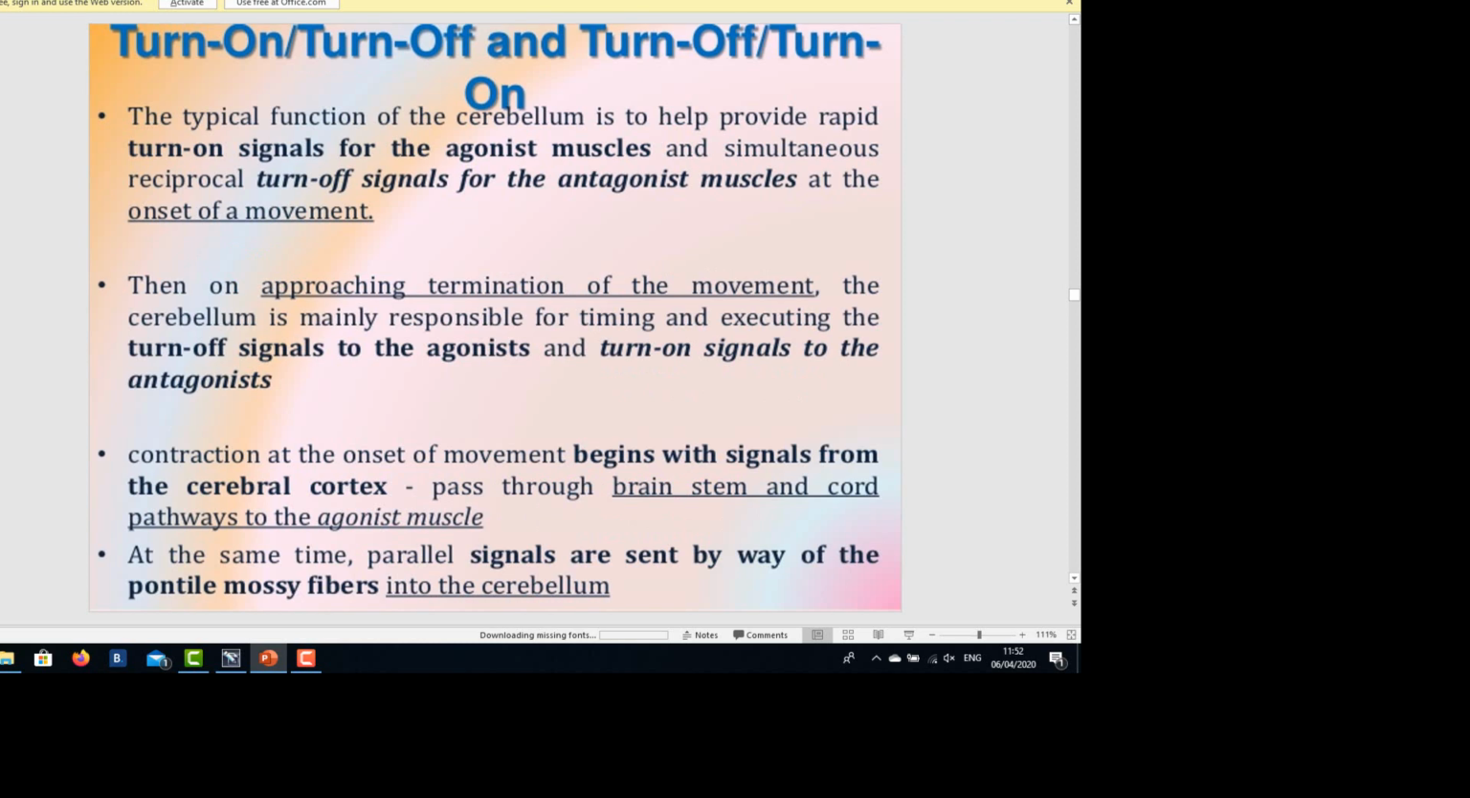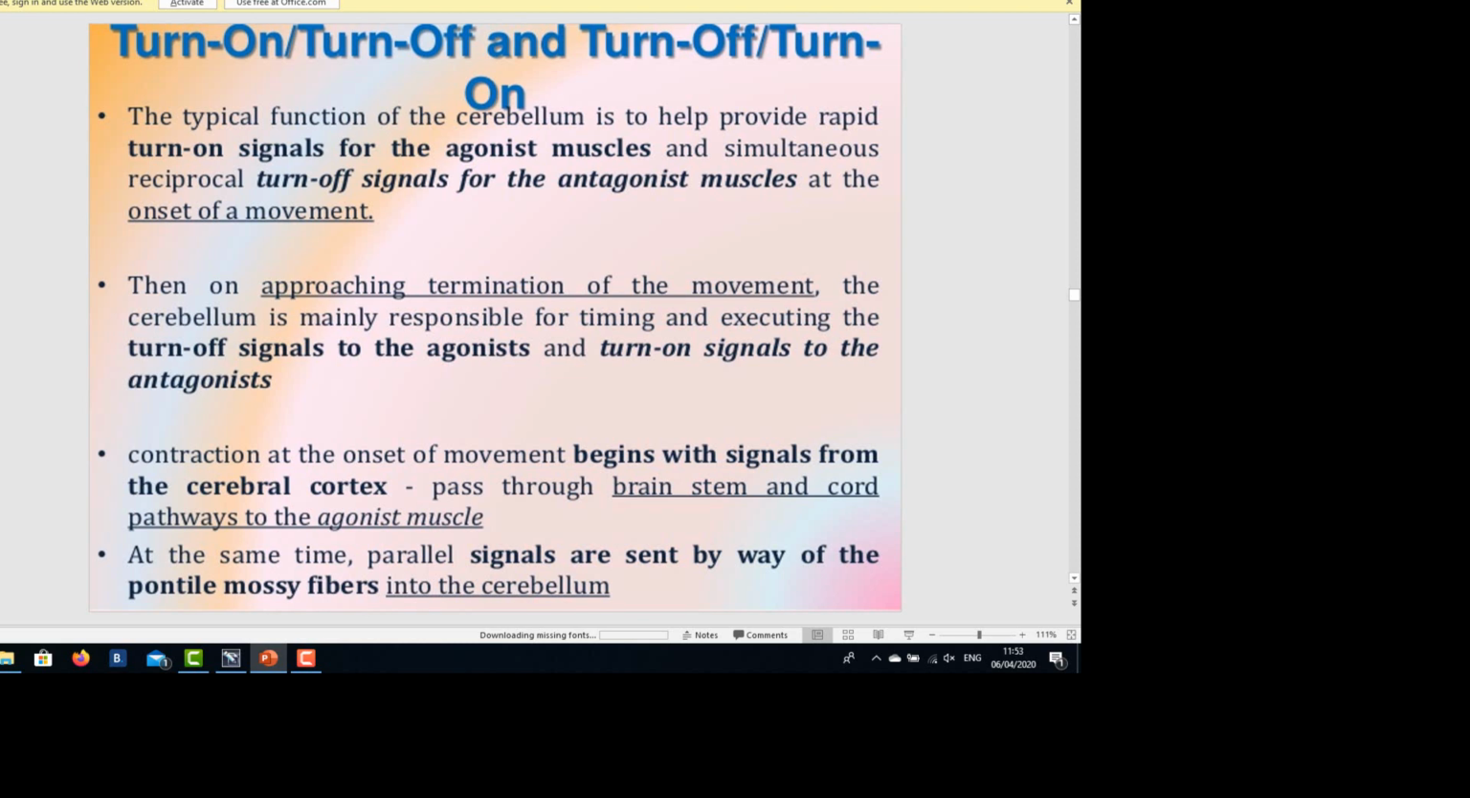Now we should know about the turn-on, turn-off, and vice versa. The typical function of the cerebellum is to help to provide the rapid turn-on signals for the agonist muscles and simultaneous reciprocal turn-off signals for the antagonist muscles at the onset of a movement. Then on approaching termination of the movement, the cerebellum is mainly responsible for timing and executing the turn-off signals to the agonists and turn-on signals to the antagonists.